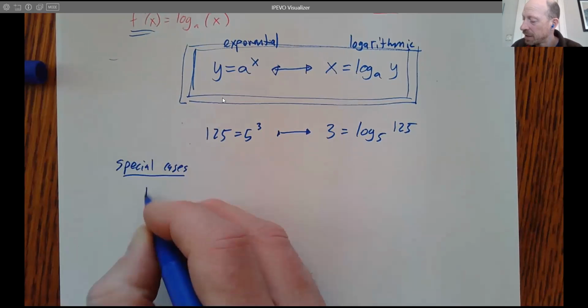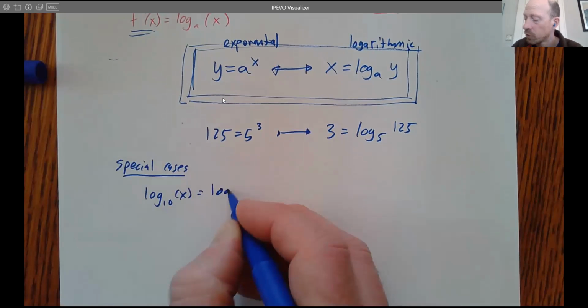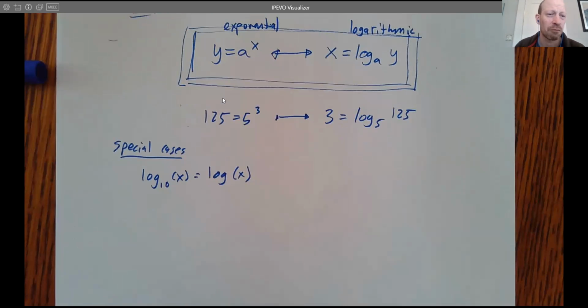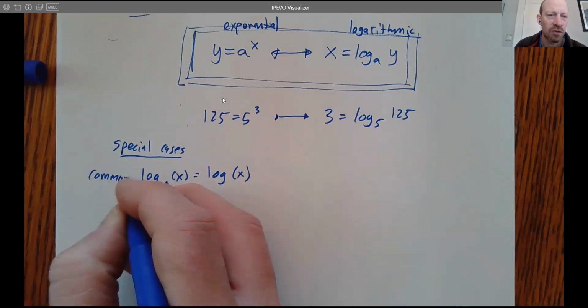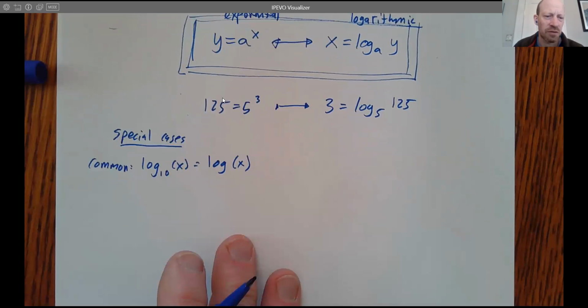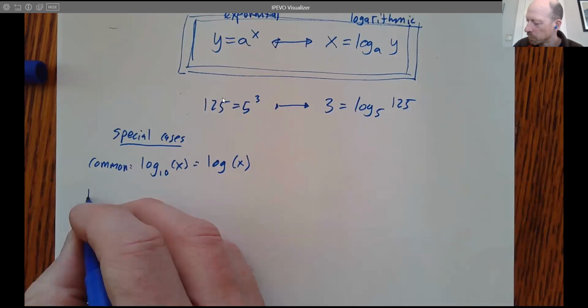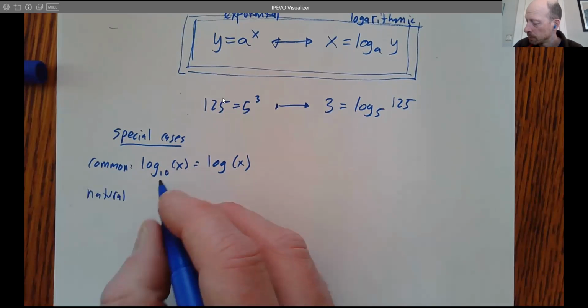The log base 10 of x, we just write as the log. We don't put the 10 on there, kind of like with the square root, we don't put the 2. This is called the common logarithm. It used to be used a lot with calculations. So if you see this, you know it means log base 10.